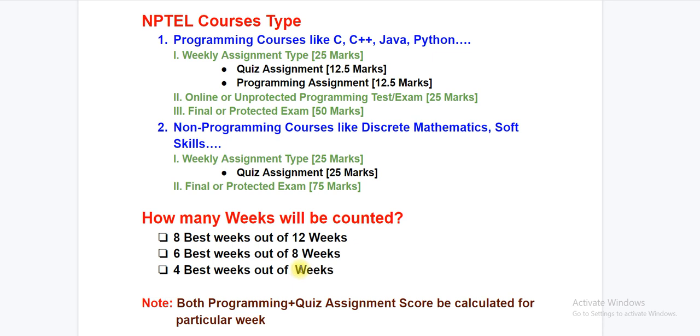There is no 6 week course, guys. This is the mistake I have done. There is a 4 week course, guys, and from the 4 weeks NPTEL used to take the 3 best weeks. Sorry for that. There are 3 weeks they used to calculate.